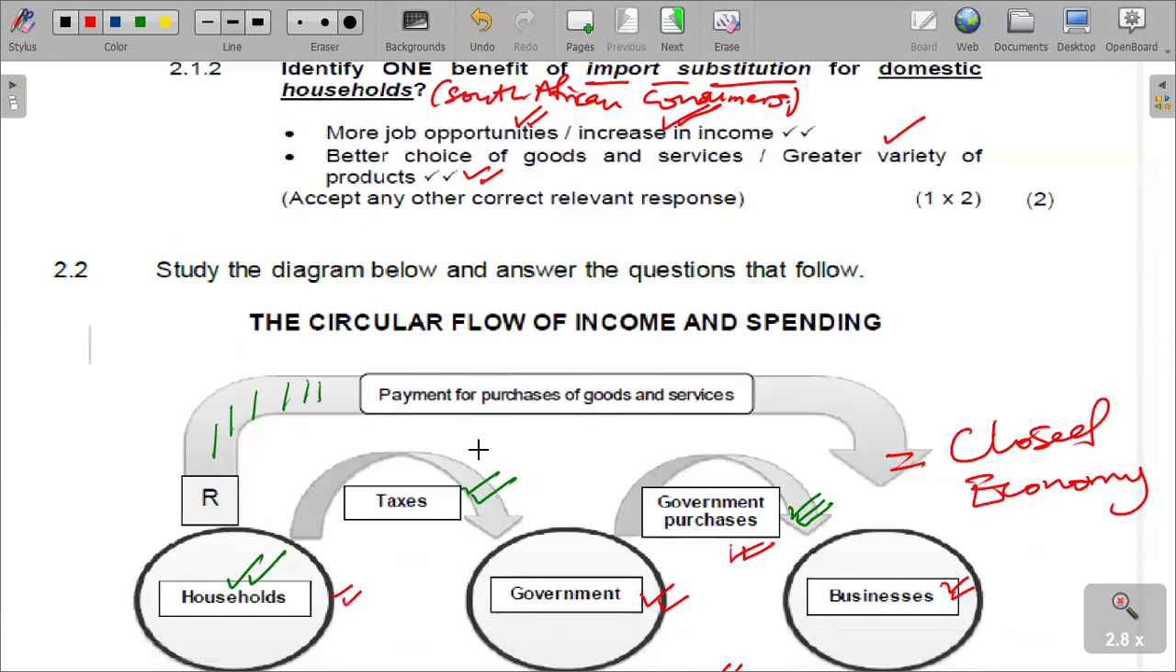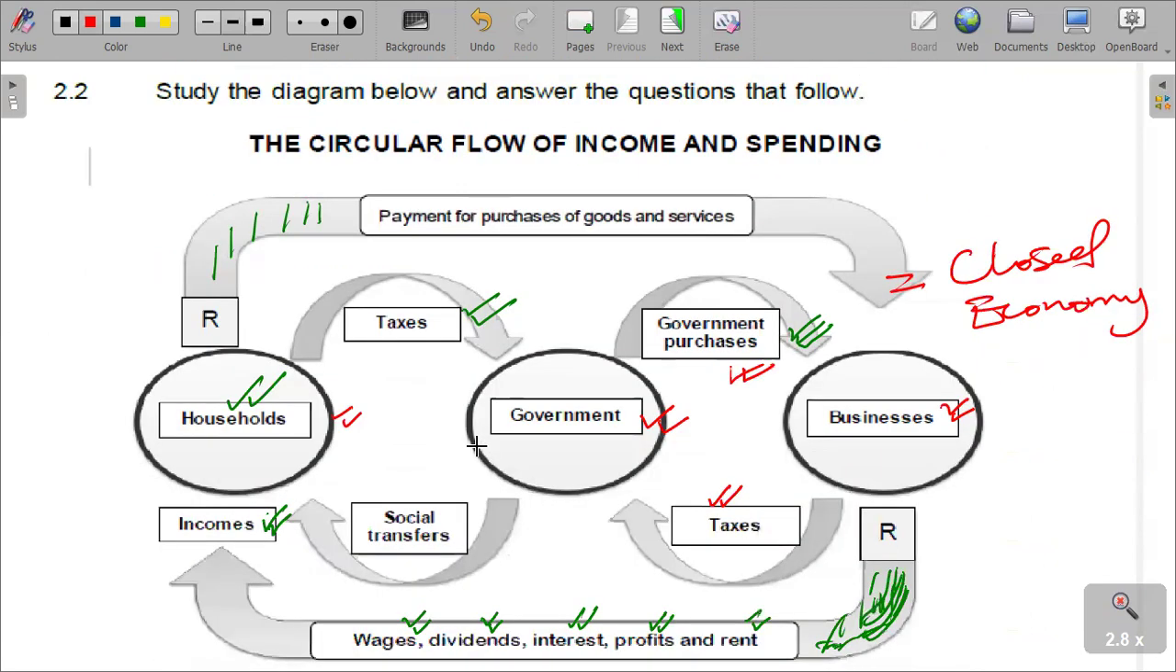Below, we have the diagram that is illustrating the circular flow of income and spending, or just a circular flow model. From this circular flow model, I just quickly want to indicate to you that this is a closed economy, as I have marked here. The point is to say it is a closed economy. Why? Because we don't have the foreign sector, or the foreign market. The foreign market is not included in our movement of goods and services.